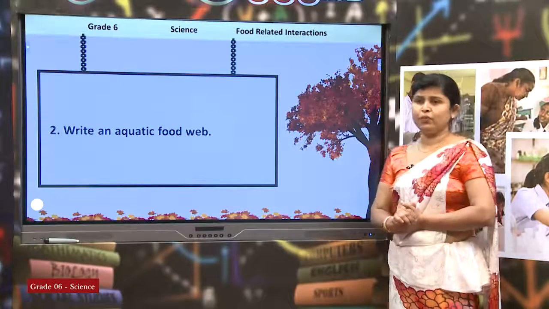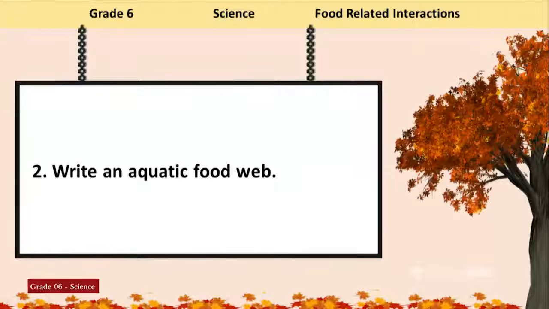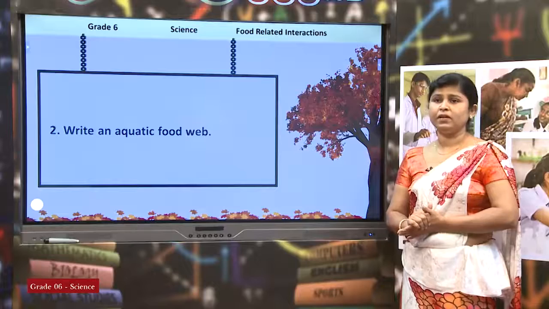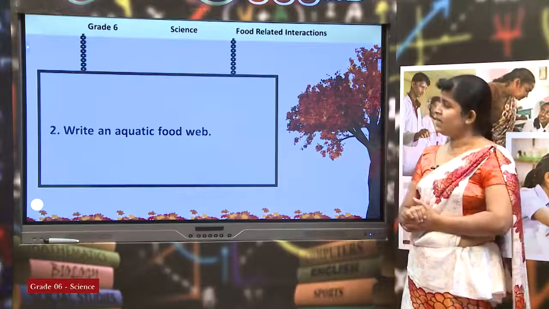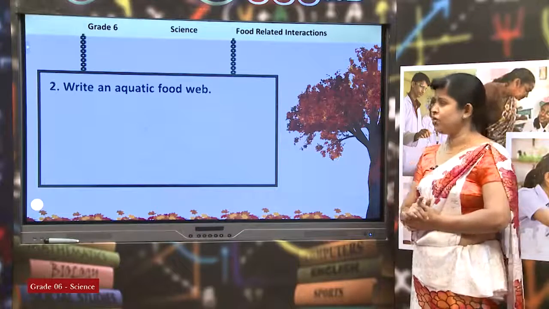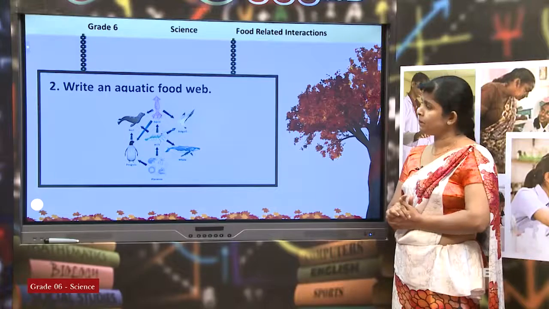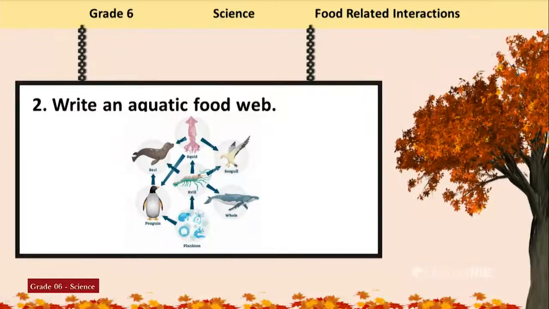Write an aquatic food web. So, when we are writing a food web that can be found in an aquatic environment, you can find a food web in a lake or in a river or in an ocean. Here, I have selected a food web that can be found in the ocean. Right. Now, you see that the planktons are known as the producers in the ocean.